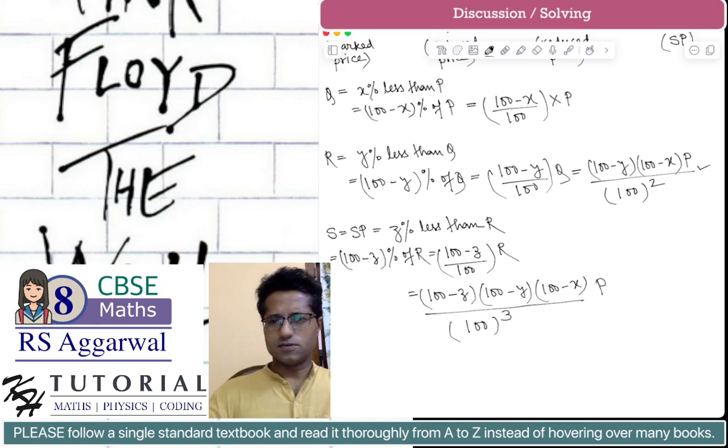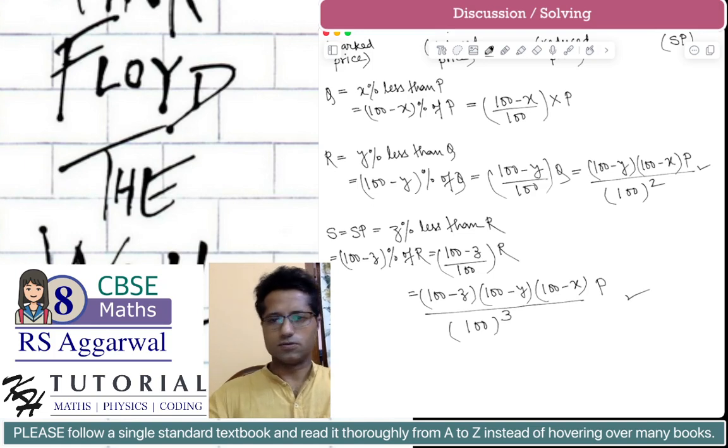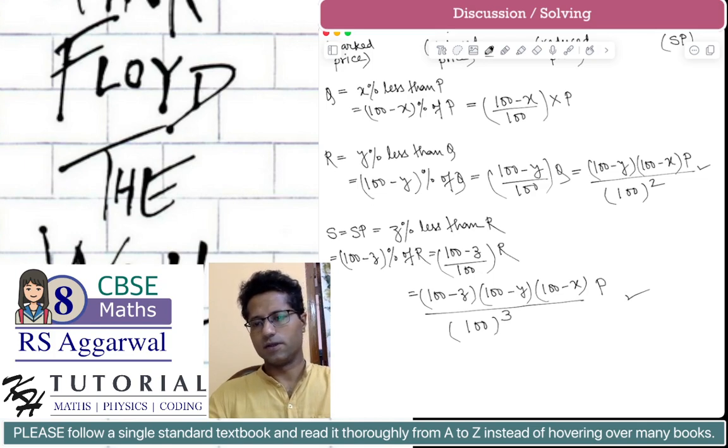So you can already understand the pattern of this formula. It is the product of 100 minus each of the successive discounts, that is (100 minus X) multiplied by (100 minus Y) multiplied by (100 minus Z), whole divided by 100 cube, where the power of 100 is the number of successive discounts, and finally multiplied by the mark price. So this is the selling price.